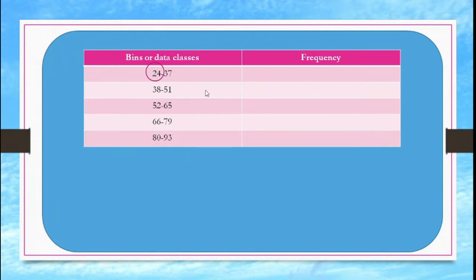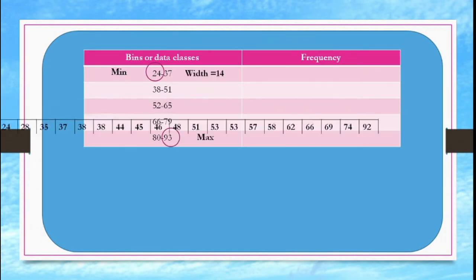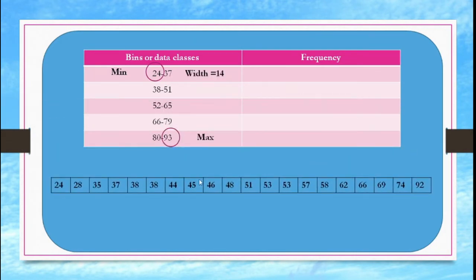Now we have divided the bins or data classes. Now we have to find out the frequency, that is, how many data are falling in this bin, this data class. Now you can see 24 to 37, how many data are falling? You can easily check it because it is already in ascending order. Frequency we got it. So 24 to 37, 4 data are falling, right?